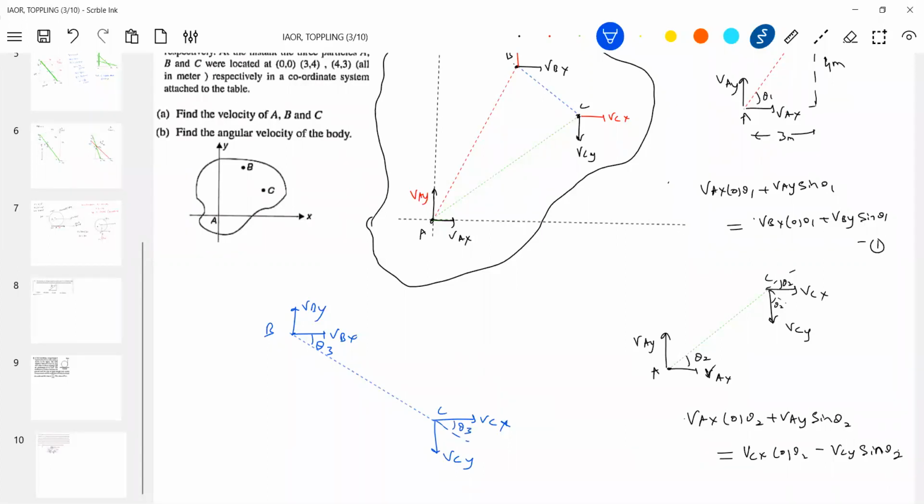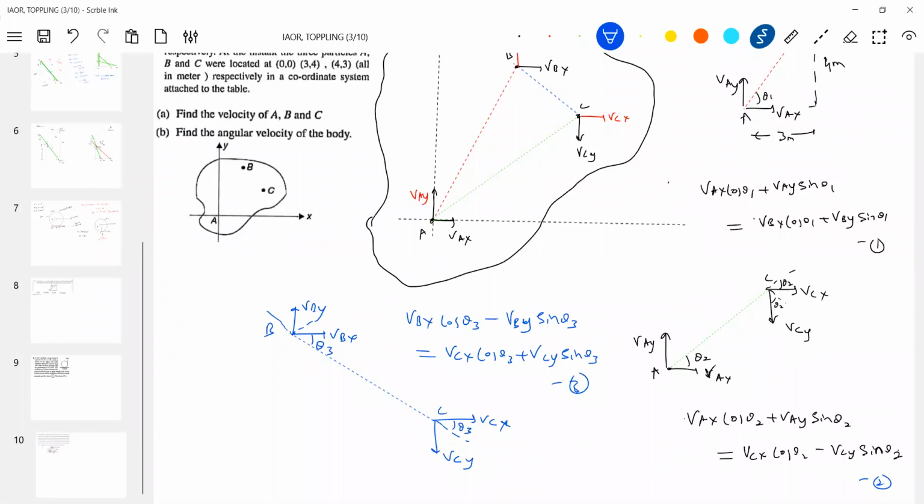Again, write the same set of equations here. This should be VBX cos theta 3 minus VBY sin theta 3, which should be equal to VCX cos theta 3 plus VCY sin theta 3. Solving this, there's equation 2, there's equation 3.